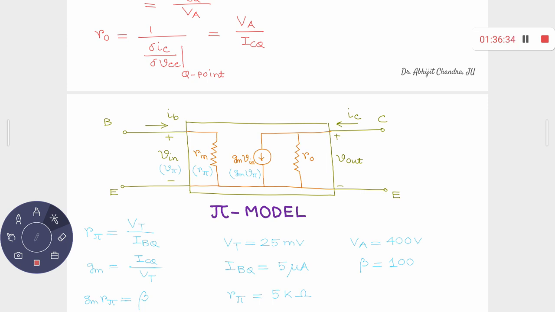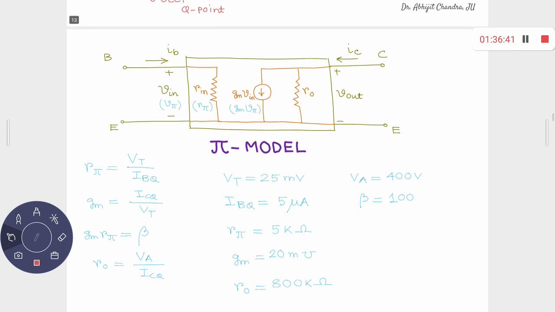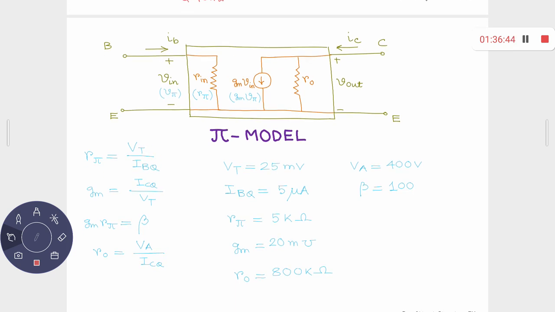Typically, if I take some typical values, for example, if VT is equal to 25 millivolt, as you know, the thermal voltage is typically 25 millivolts at room temperature. The base current, suppose it is 5 microampere, and early voltage suppose 400 volt with beta equal to 100. Then these are the typical values: R pi is equal to 5 kilo ohms, gm is equal to 25 millimho, and R naught is equal to 800 kilo ohms. So you should have some fundamental idea about the typical R pi, gm and R naught. Typically R pi is 5 to 10 kilo ohms, R naught is typically large, in the range of hundreds of kilo ohms, and gm is relatively small, in the range of millimho.